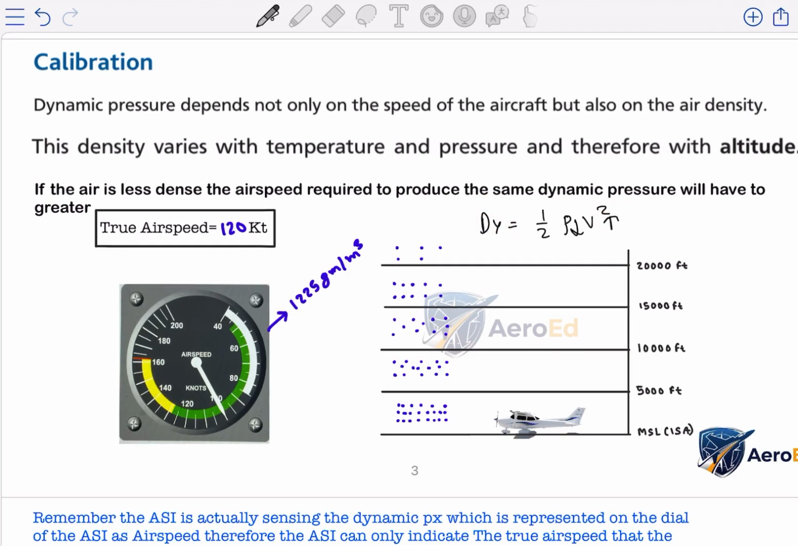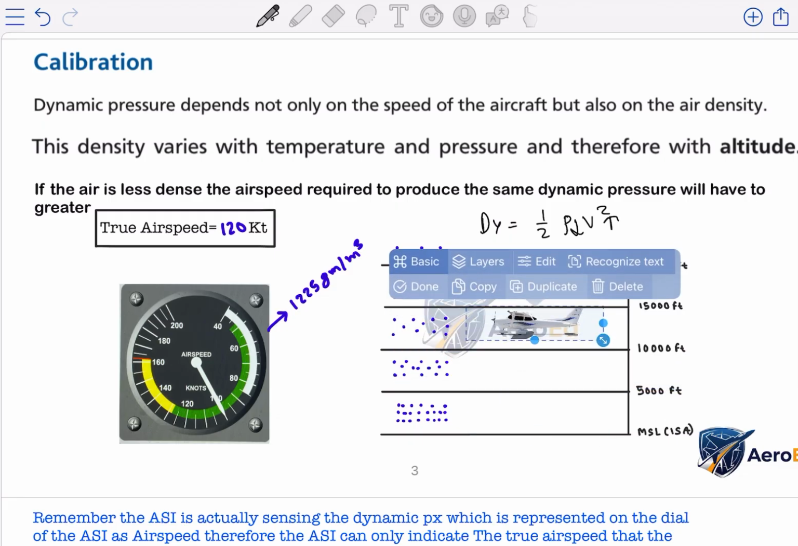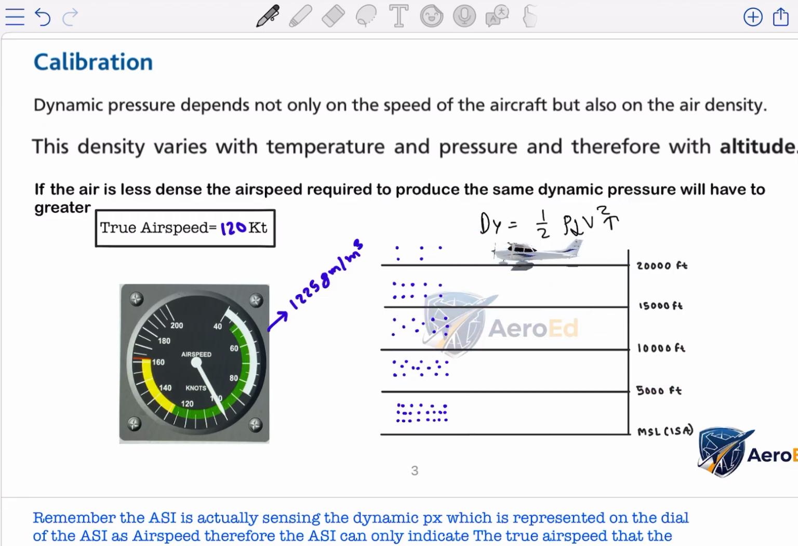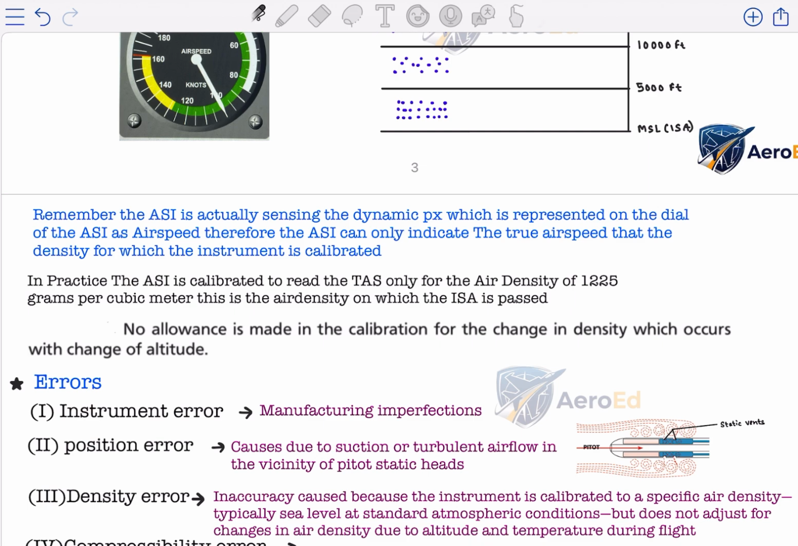So in short, we can say as the aircraft's altitude increases, to maintain the same dynamic pressure, we have to increase the true airspeed of the aircraft. Remember, the ASI is actually sensing the dynamic pressure, which is represented on the dial of the ASI as airspeed. Therefore, the ASI can only indicate the true airspeed at the density for which the instrument is calibrated.